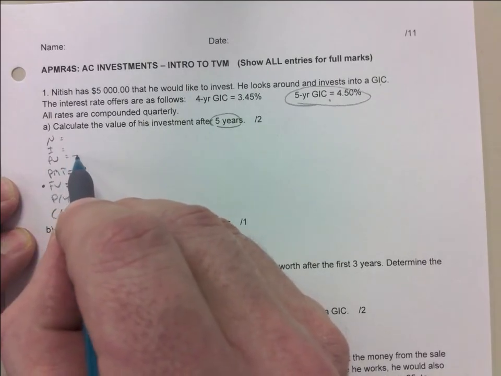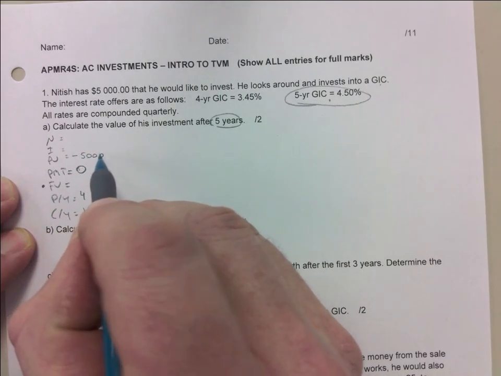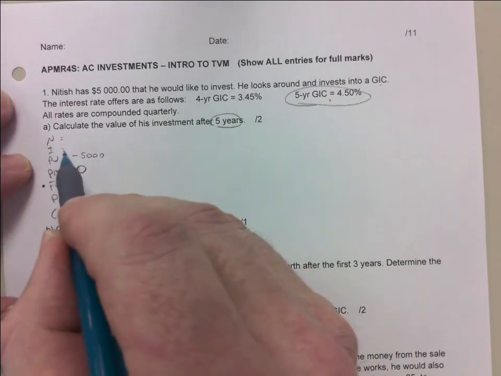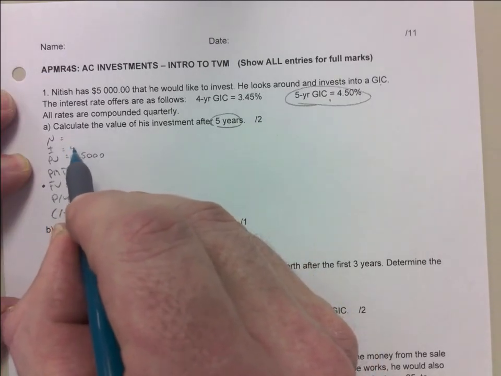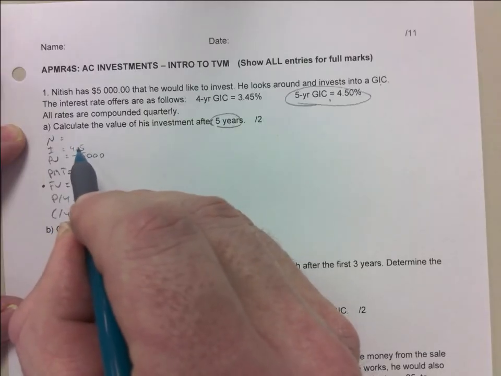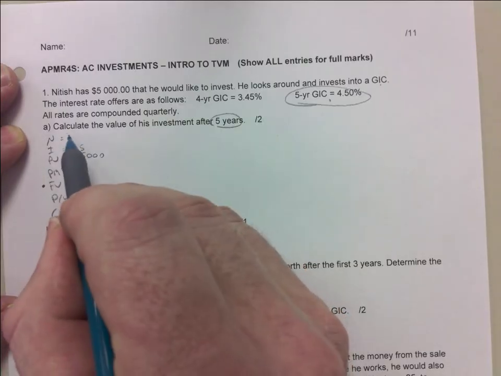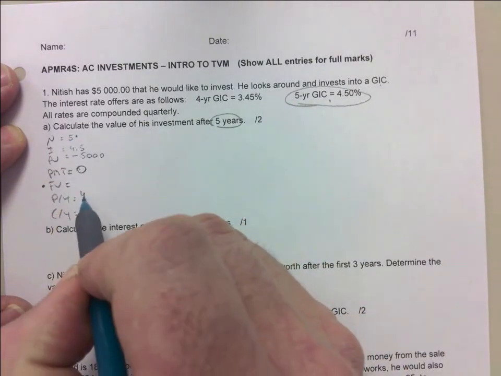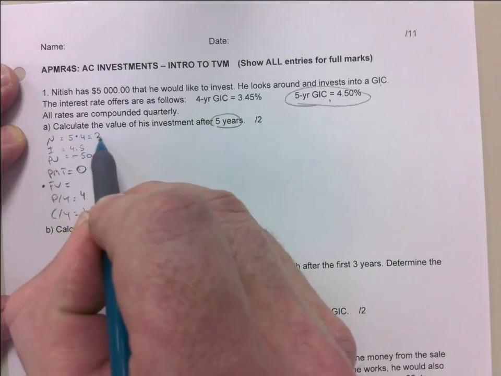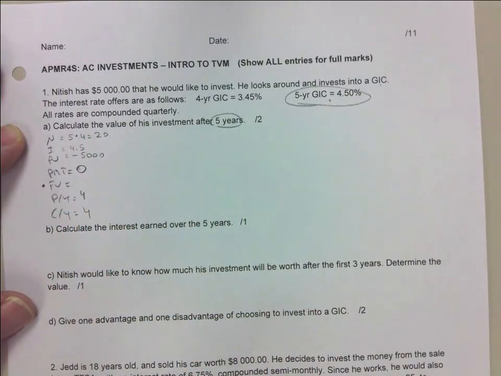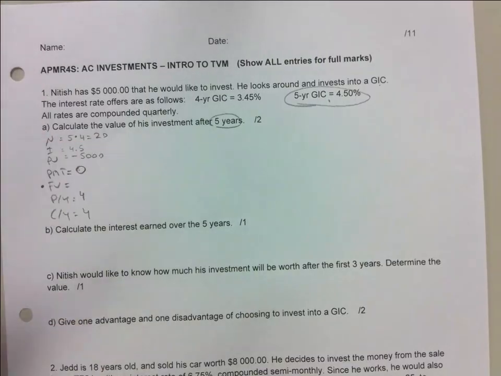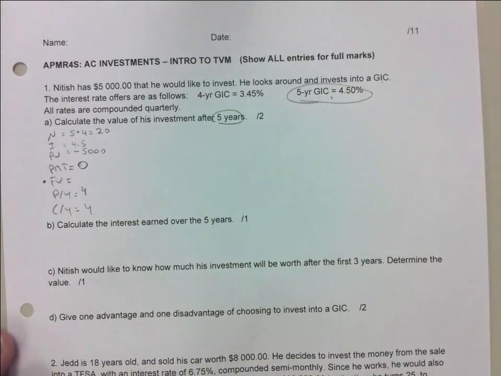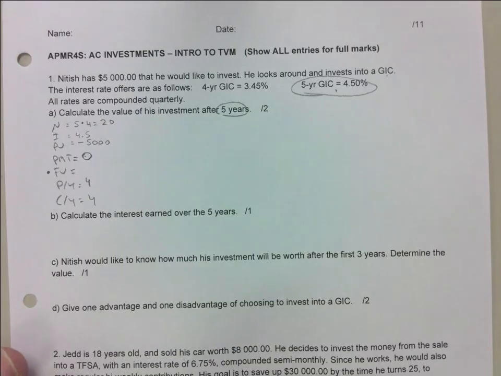Present value, it has to be negative because it's leaving your pocket, it's going to the bank. The interest rate is 4.5. Don't turn it into a decimal. And it's 5 years. We are given the time in years. We multiply it by PY. I would like to see that you're multiplying because that shows us how you got that number. Okay? So now we solve.